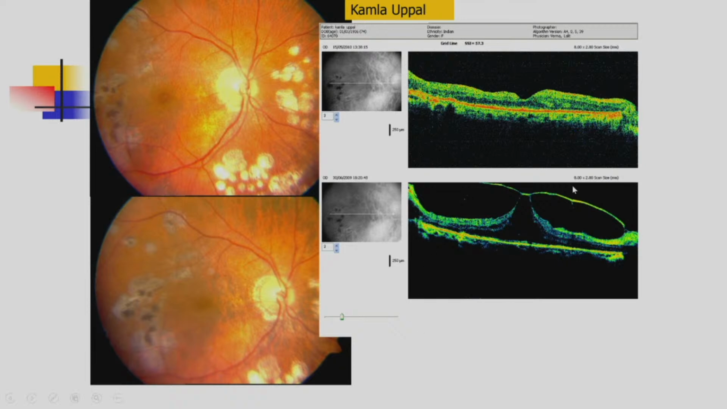This is one example of a patient with VMT, and notice how this contour comes back. But believe me, this contour takes months to come back. It's not that you operate and within a few days it comes back. It takes months for this elasticity to come back.